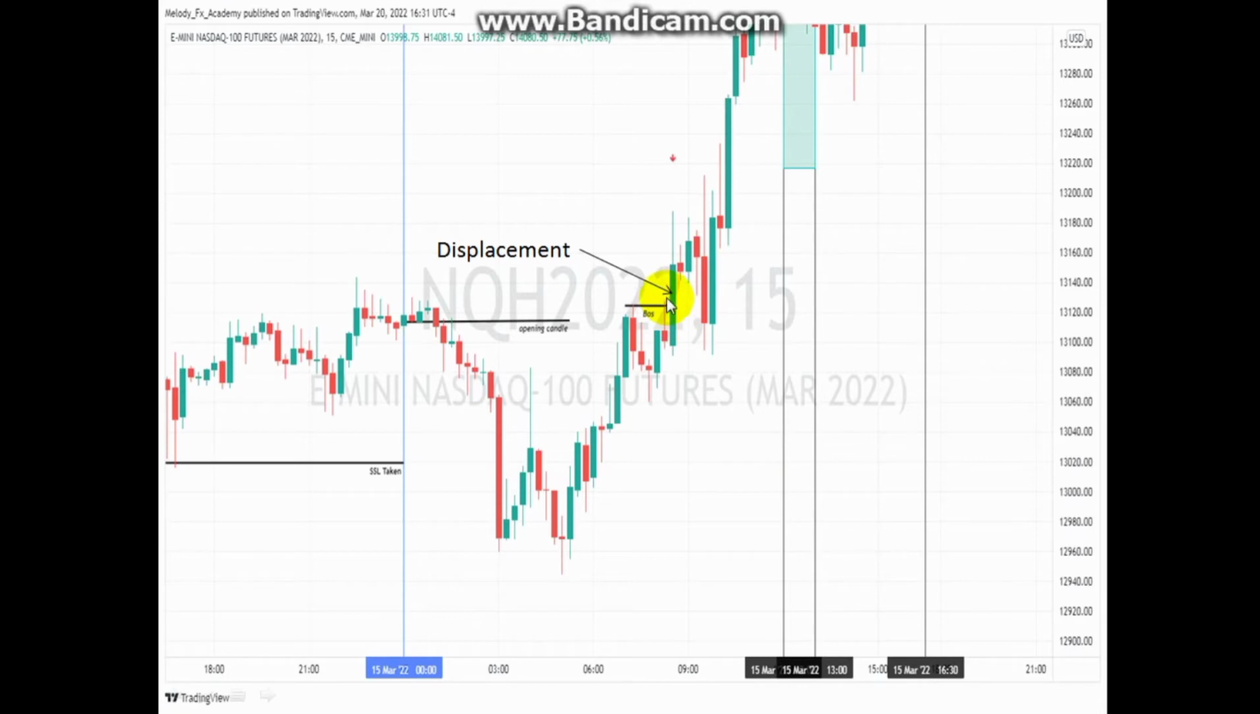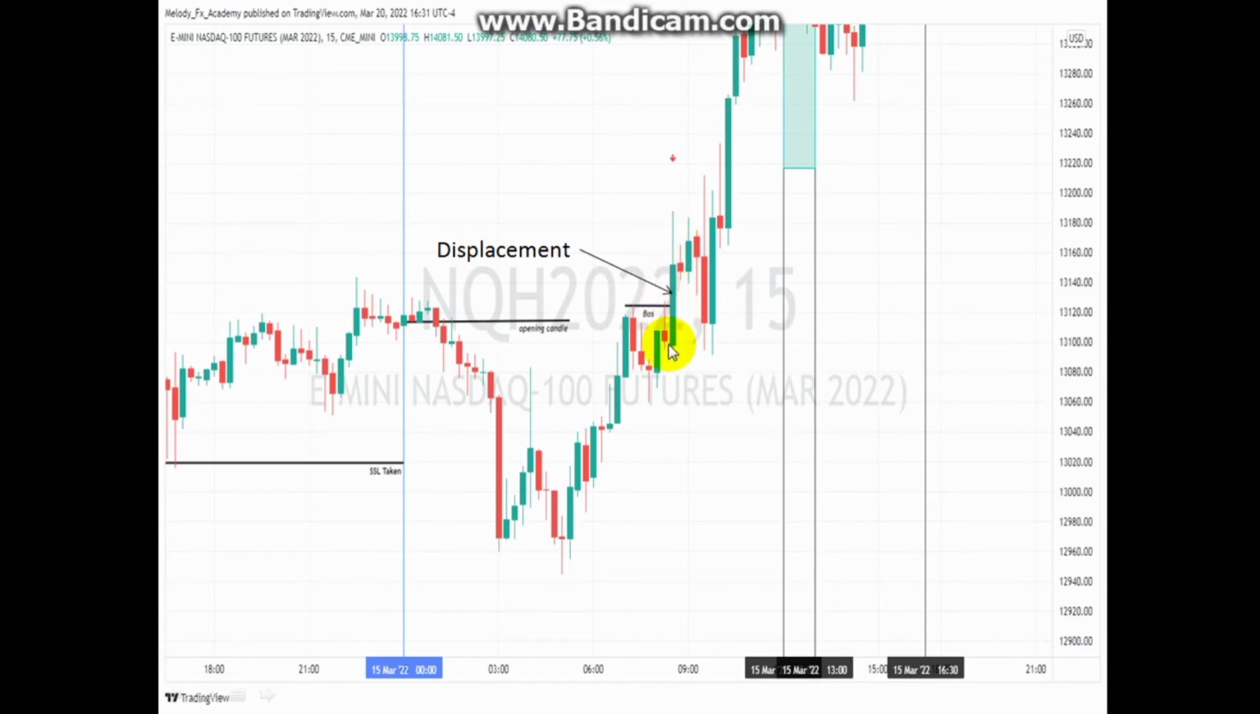So as you can see, prior to 8:30 a.m., there was no attack on the sell side liquidity, but what we can see here is displacement. Price was expanding after taking out this old low. After the sell side liquidity was taken out, price was expanding upwards, and price broke structure right here. So this right here is displacement. Now it meets one of our criteria.